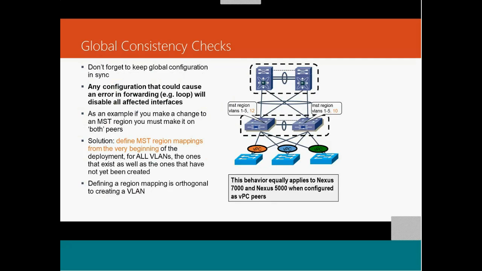Global consistency checks. This is a scenario wherein suppose you have a global configuration for the STP or the base STP protocol that you're running, and those are not matching, right? That may again lead to the global consistency checks. That is different from type 1 and type 2. So generally it is recommended to have all the configurations properly synchronized, so that both sides of the Nexus peers are equally configured, or configured the same way.